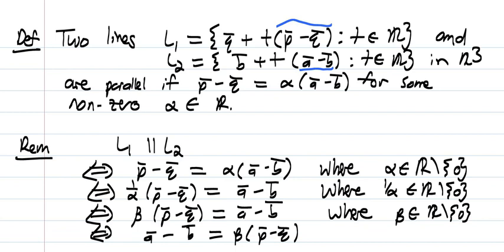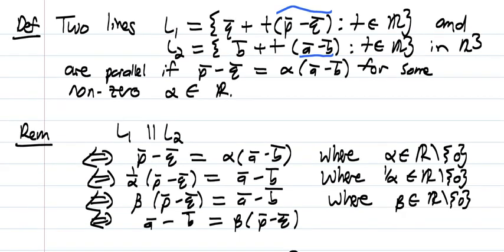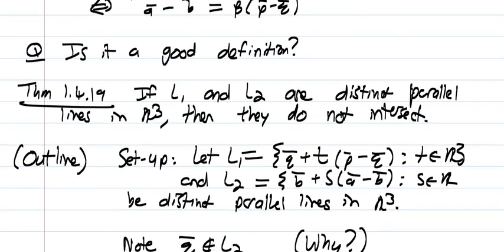So what we actually see is that the vector in front of the parameter of line 1 and the vector in front of the parameter of line 2 are non-zero scalar multiples of one another, and the order doesn't matter. And this is why this remark is so important. So the order in which you calculate the vectors from the one line and the other line doesn't matter, as long as the vector in the first line is a non-zero scalar multiple of the vector in the second line. All right. Now, is this a good definition?